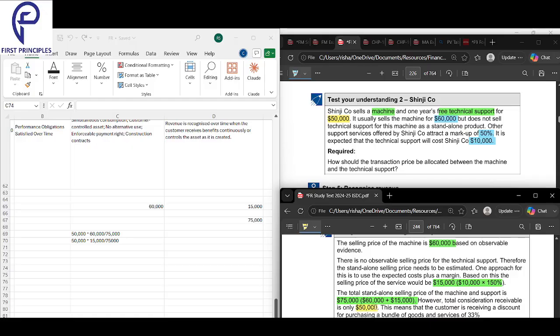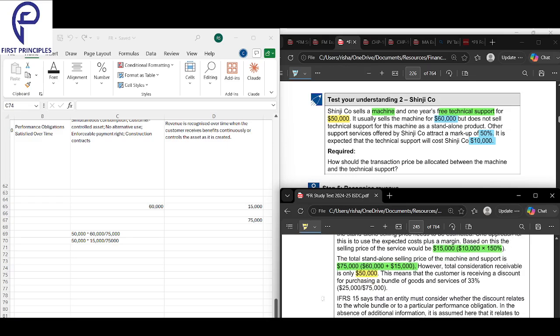The total is 50, but the total should have been 75, because we are doing a bundle. We are selling something worth 75 at a price of 50, right? The customer is getting a 33% discount. IFRS 15 says that the entity must consider whether the discount relates to the whole bundle or a performance obligation. In the absence of additional information, it is assumed it relates to the whole bundle. So if we had purchased standalone, we would have paid 75,000. But because we have purchased the bundle, we are paying 50,000.